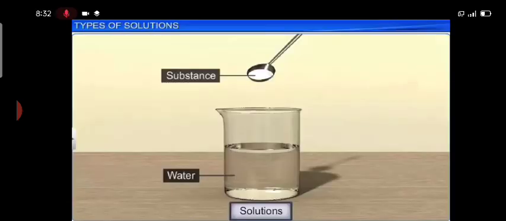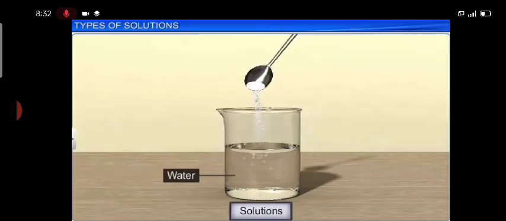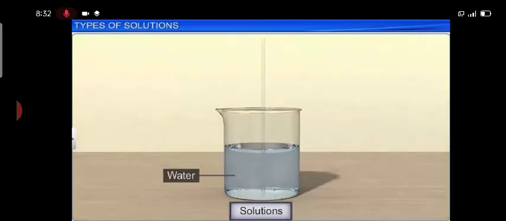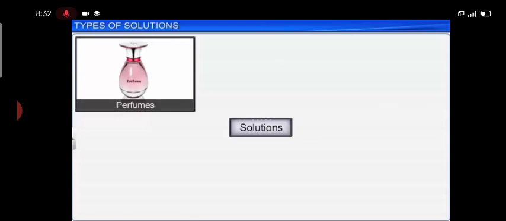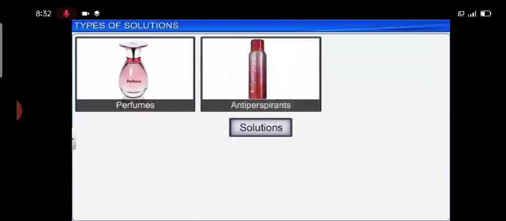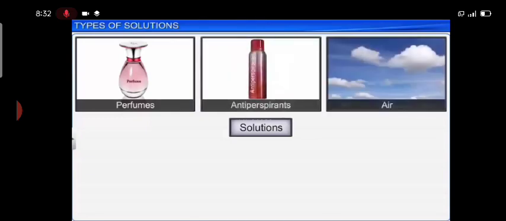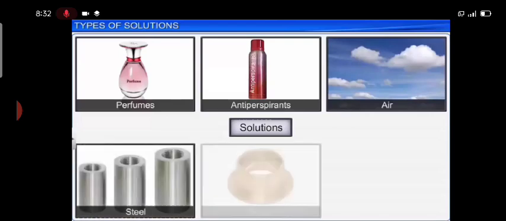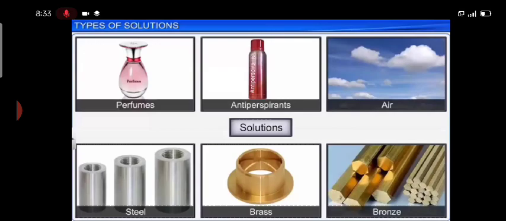We are all accustomed to thinking of solutions as mixtures of a substance dissolved in water. But in fact, the meaning of the term solution is broader than that. Perfumes, antiperspirants, the air we breathe, the alloys we come across in daily life like steel, brass, and bronze are all solutions.